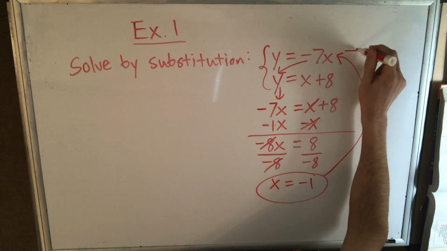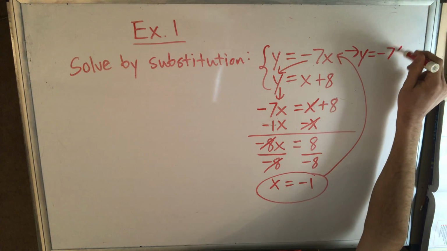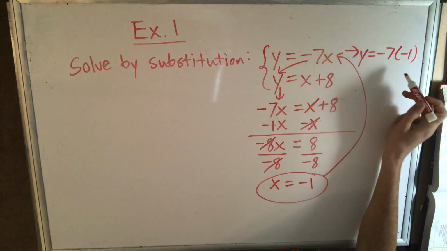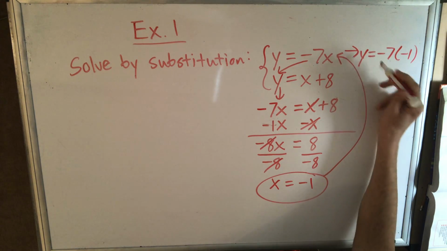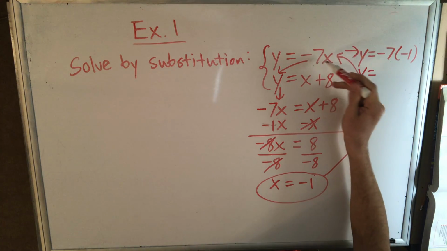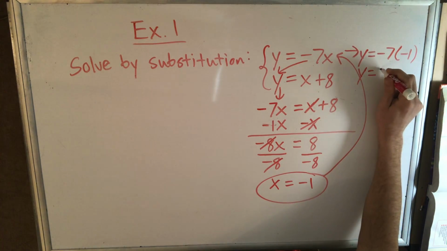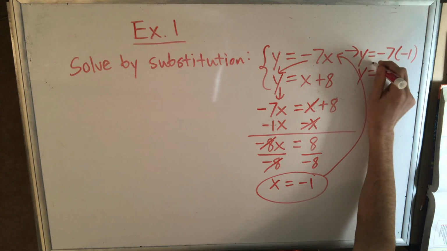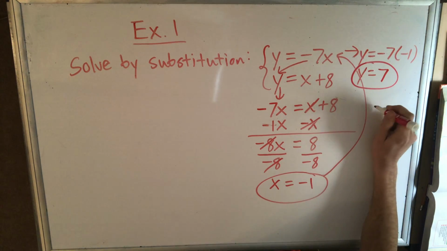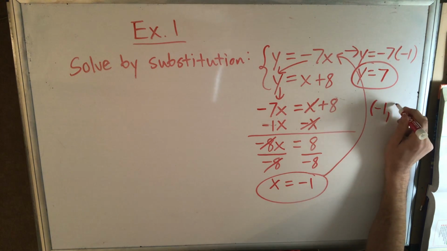So that's going to be y equals negative 7 times negative 1. It's good to use parentheses when substituting a number in for a variable. That preserves the multiplication going on between negative 7 and x. Negative 7 times negative 1 is positive 7, so y equals 7. If you want to write the answer in coordinate form, that would be parentheses, x number, negative 1, comma, the y number 7.